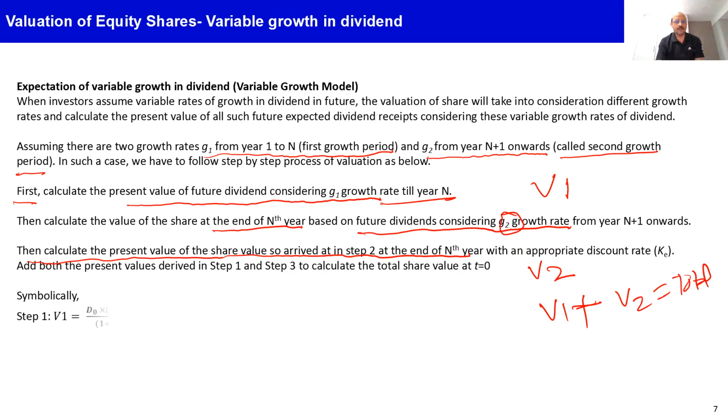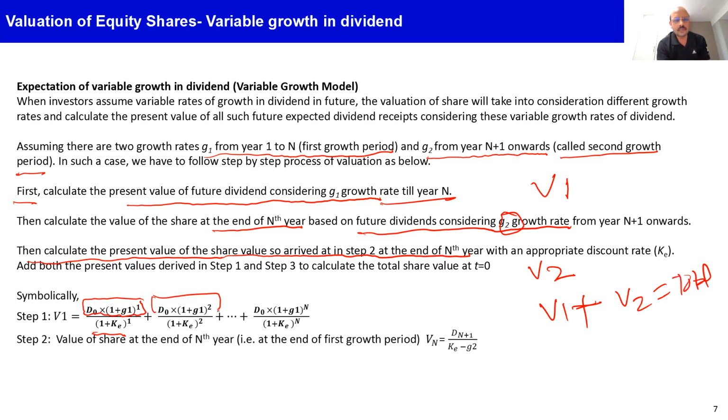So symbolically, step 1 is D0 times (1 plus G1) raised to power 1. This is the dividend expected for year 1, and we discount it by (1 plus KE) raised to power 1. So this is the first year dividend discounting. Then we calculate the second year's dividend, which is D0 times (1 plus G1) raised to power 2, and we discount the second year dividend by a factor of (1 plus KE) raised to power 2, and like that we do it till n period.